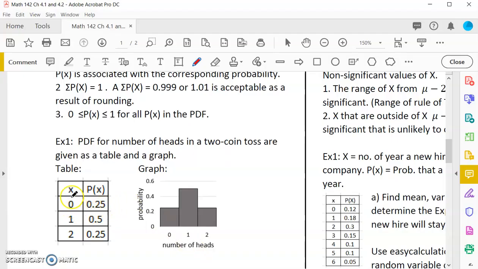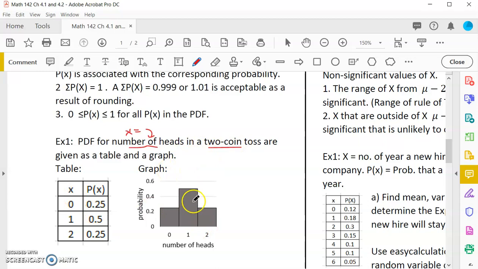So it'll be 0, right? I have 0 number of heads, so 0 heads. And it turns out that it's quite popular. I have a 25% chance of having 0 heads, 0.5 chance of having 1 head, etc. So you see how it tells you X is the number of heads after you toss 2 coins, or toss a coin 2 times.